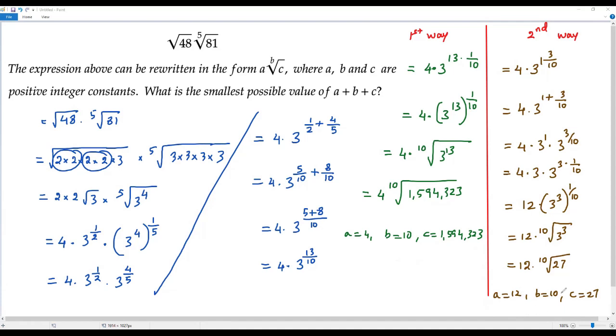Let's add these three values. That is a + b + c equals 12 + 10 + 27. When I add these three values, I am getting 49. Therefore, the smallest possible value of a + b + c is 49.